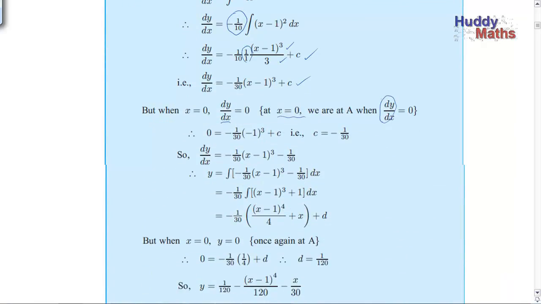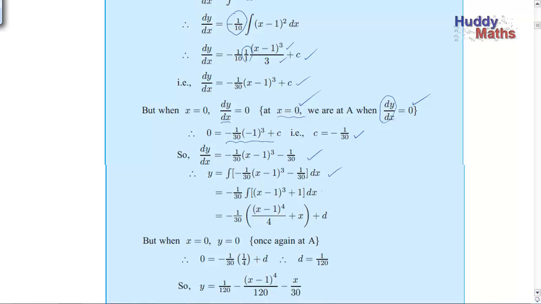Okay, so we can sub those values in, and get c as -30th. Just check the calculation there, subbing it in. Okay, so we've got an expression now for dy by dx, and we can go again. Another integration will bring us back to y, won't it?